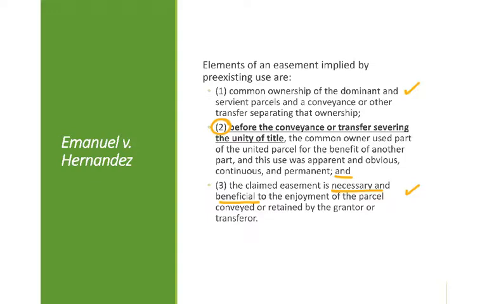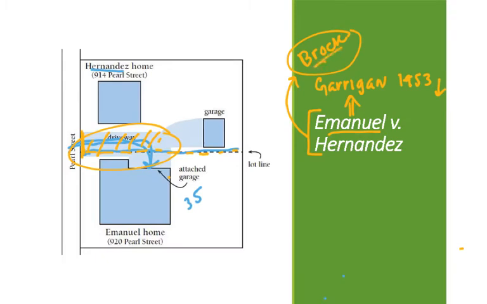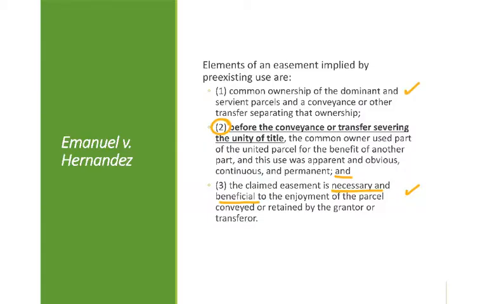And that is that before the conveyance or transfer severing the unity, the common owner used the parcel for the benefit of the other. So the court felt that there was not enough evidence showing that Brock over here actually used this driveway for the benefit of this parcel. And without this evidence, the court found that, as not all elements were met, summary judgment was not appropriate. Now, if the plaintiffs are able to prove this second element, then the outcome of this case will be different.